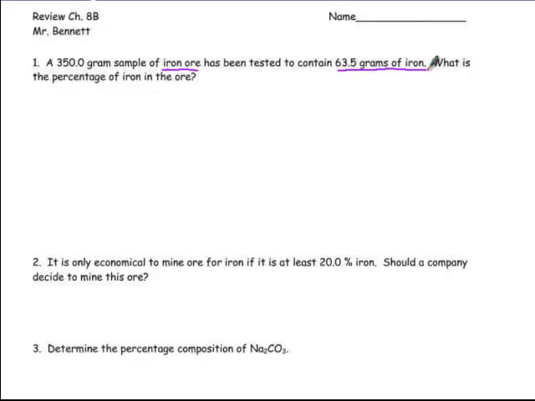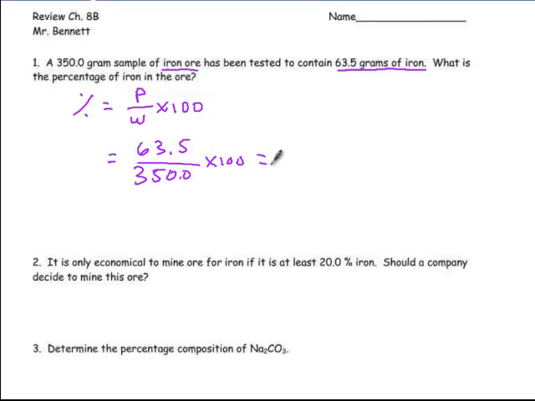63.5 grams would be the part. So the way we're doing percentages is part over the whole times 100. So the part, because of iron, is 63.5 grams. The whole thing weighs 350 grams. So divide those two and then multiply by 100.